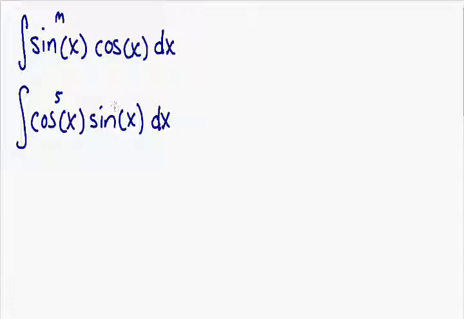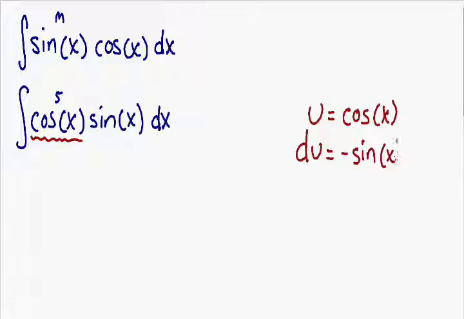So our first step is we want to pick our U, and you always pick the U to be the trig function with the exponent. So our cosine of x has the exponent of 5, so we are going to pick the cosine of x to be our U. So our U is equal to the cosine of x. So now let's find our du. Our du is the derivative of the cosine of x, and the derivative of the cosine of x is the negative sine of x, and you can't forget to put your dx.